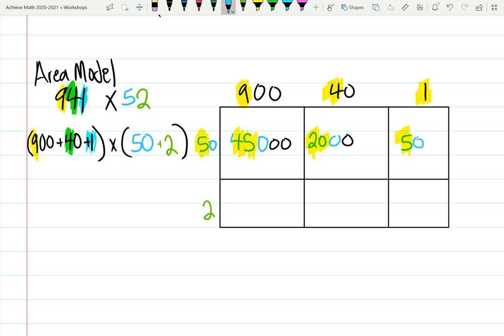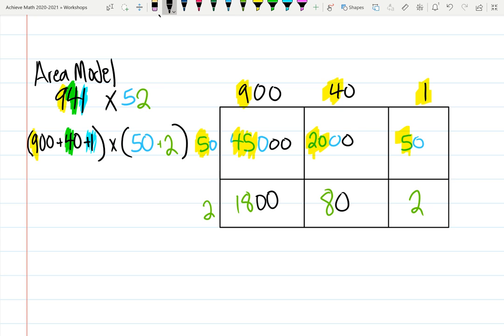What is 2 times 9? 18 with 2 zeros. 2 times 4 is 8 with 1 zero. 2 times 1 is 2.